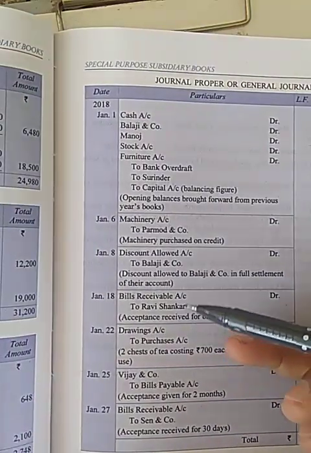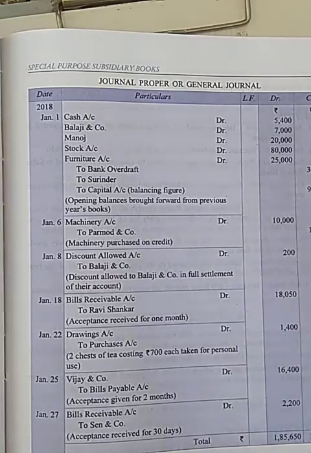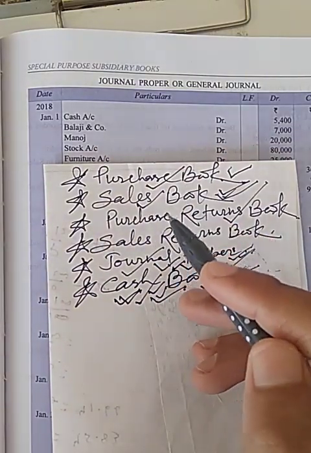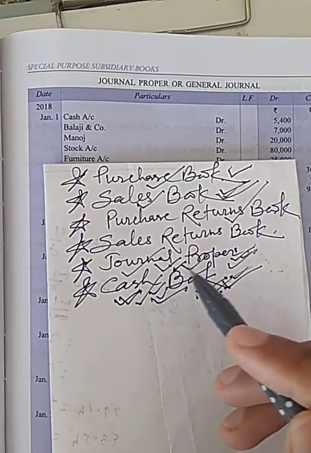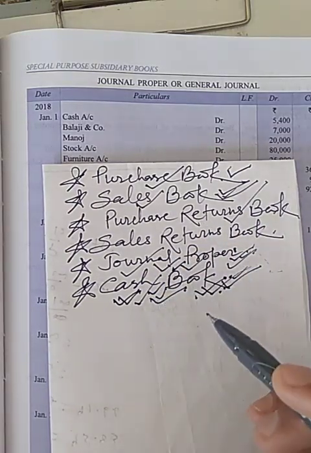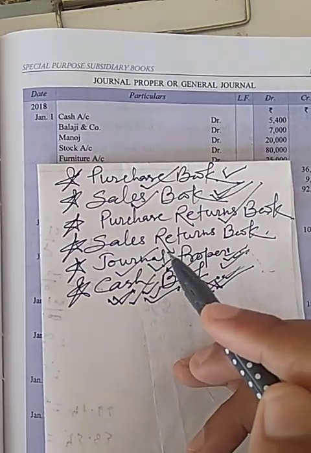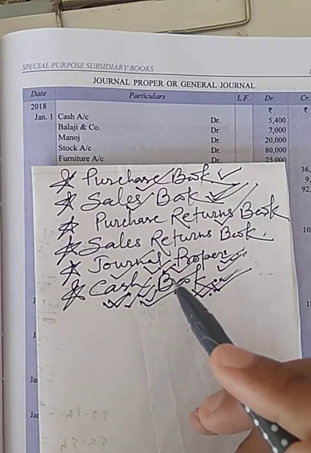So you have to draw first the format of all these subsidiary books. This is the purchase book, sales book, purchase return book, sales return book, journal proper, and cash book. So this is your homework. Also you have to send it by evening.